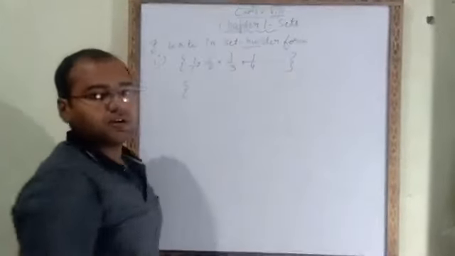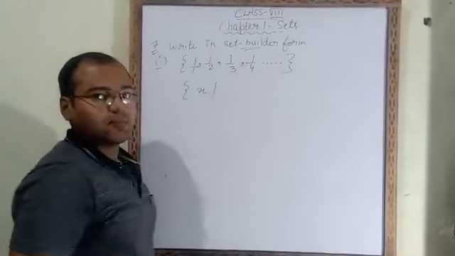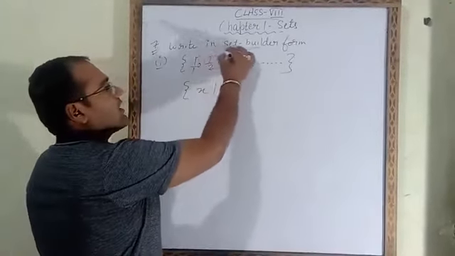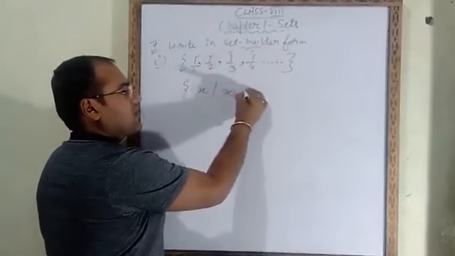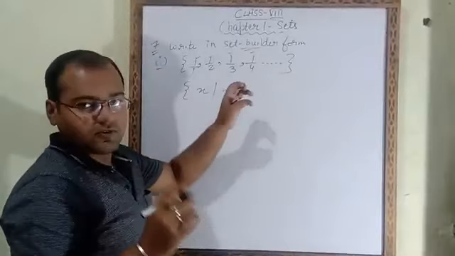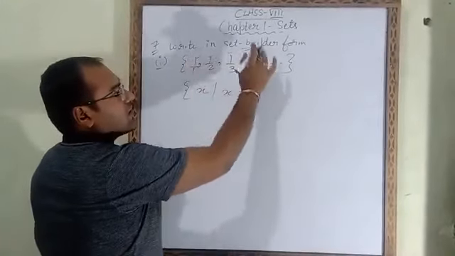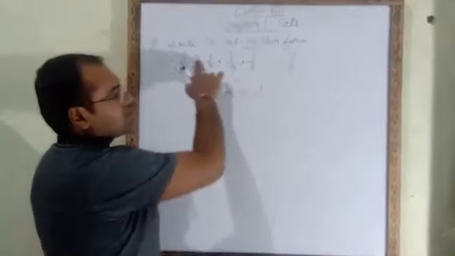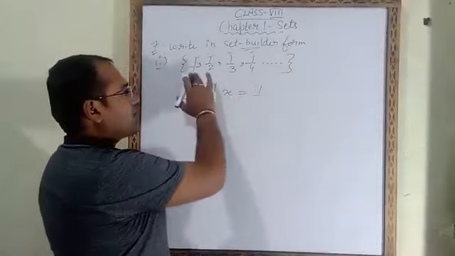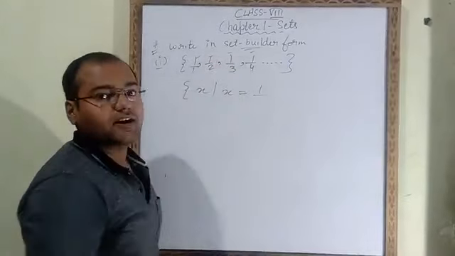In set builder form, how do we begin? x such that, this is the beginning of the set builder form. These all are the values of x. So x is equal to, we will make one formula here. In the numerator all the values are 1, so in the numerator we will take 1. But in the denominator we see 1, 2, 3, 4. These values are getting changed.